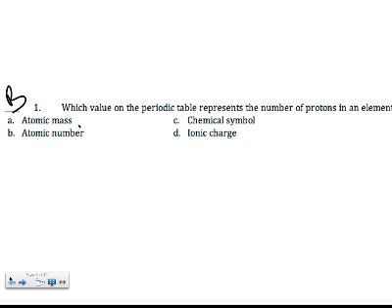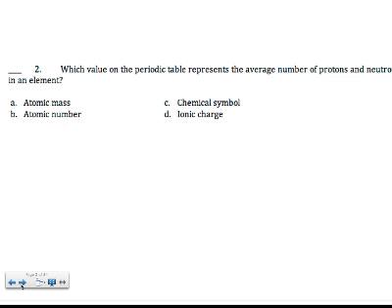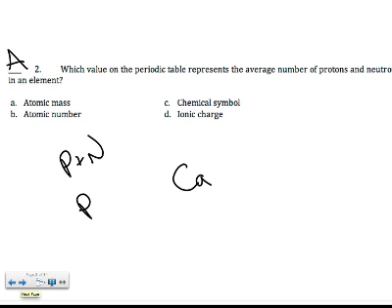That's answer B. Which value on the periodic table represents the average number of protons and neutrons in an element? That is the atomic mass. The atomic mass is the protons plus the neutrons. The atomic number is just the protons. The chemical symbol is just the abbreviation, like Ca for calcium, and the ionic charge we haven't talked about yet.